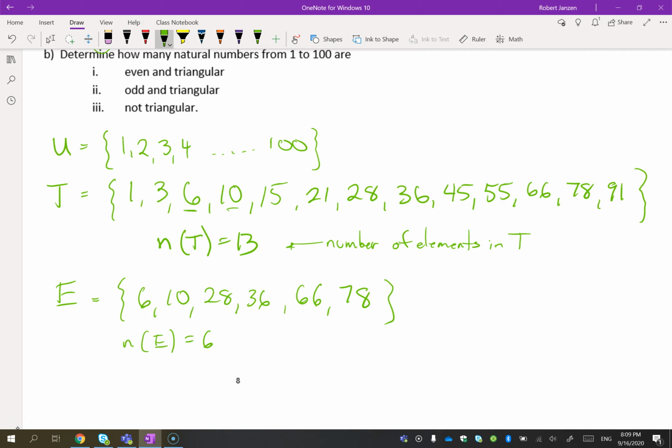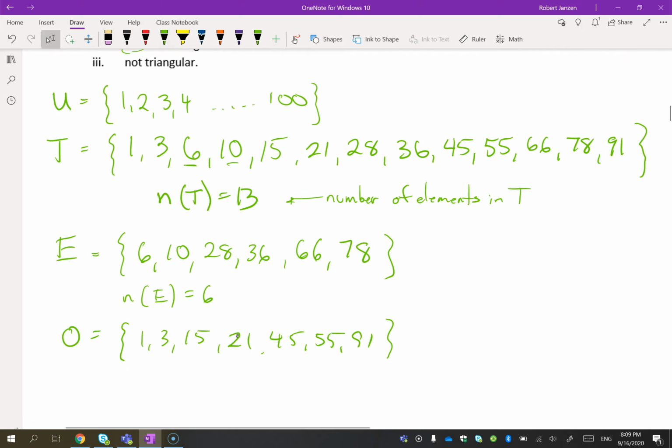Let's now look at odd. Why am I doing this? Well, if you look here, it's asking us about odd, even, and triangular numbers. So we need to figure out these sets. What are the odd triangular numbers? 1, 3, 15, 21, 45, 55, 91. And the number of odd is 7, which makes sense. 6 plus 7 is 13. There are 6 even and 7 odd. There are 13 in total.